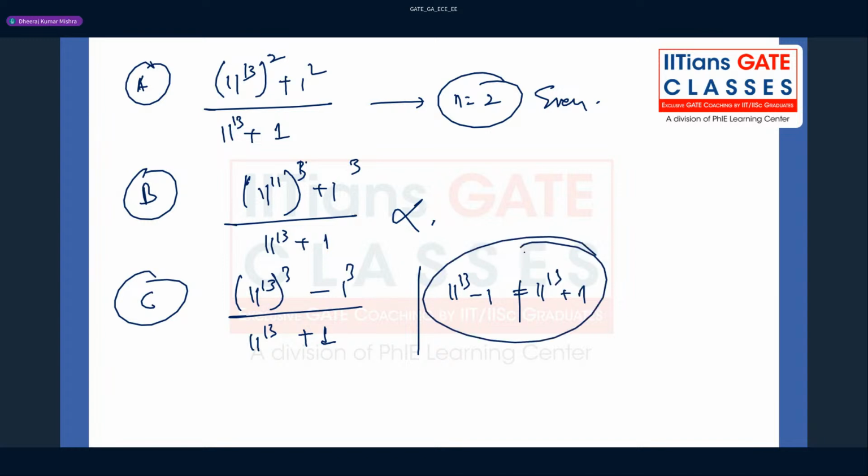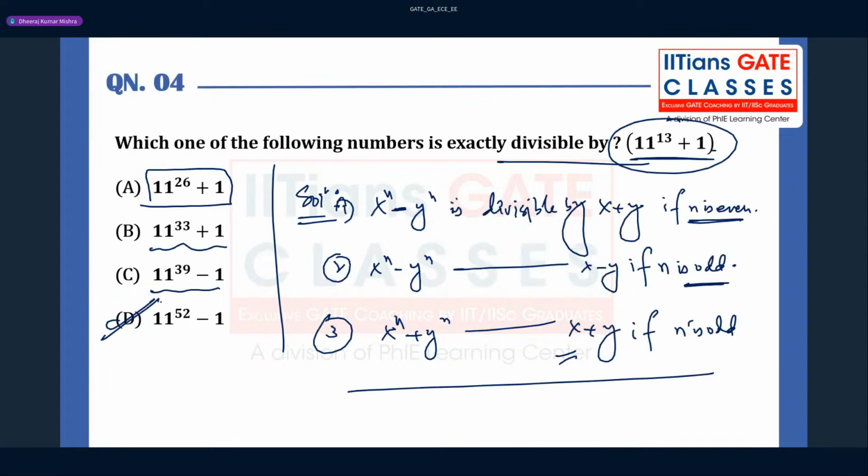Only one option that you're going to get is option D. So option D will be correct here. Since all the other options are wrong, option D you can say is the correct one. You can check also by using these concepts. So please add these concepts in your short note.